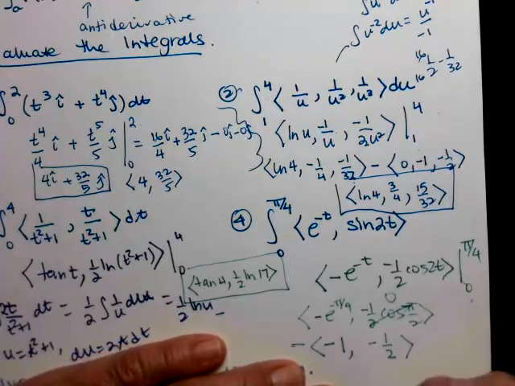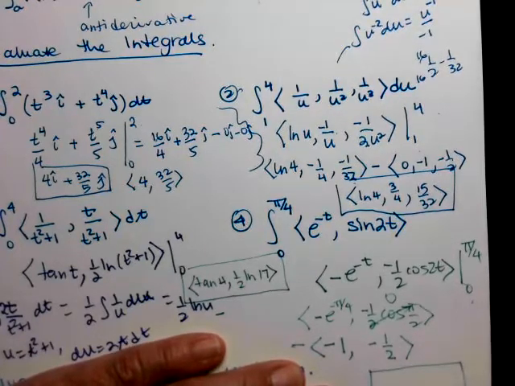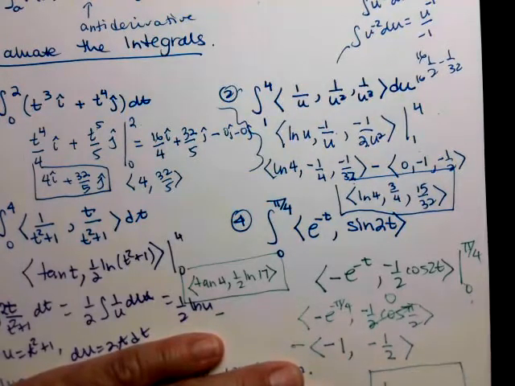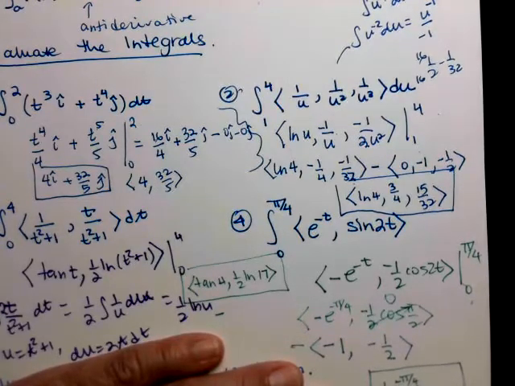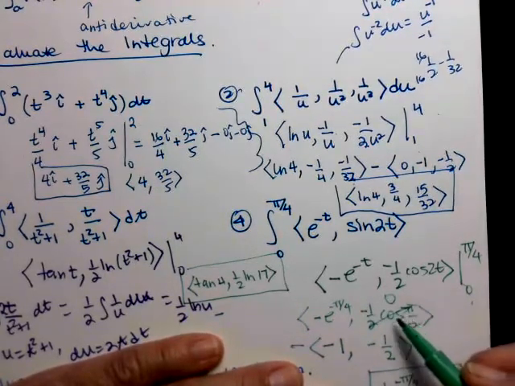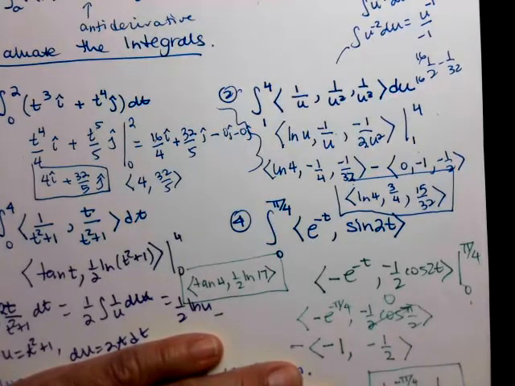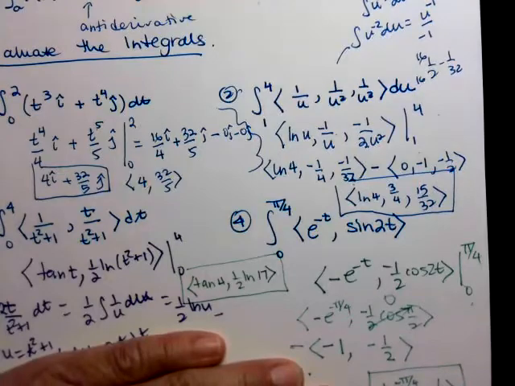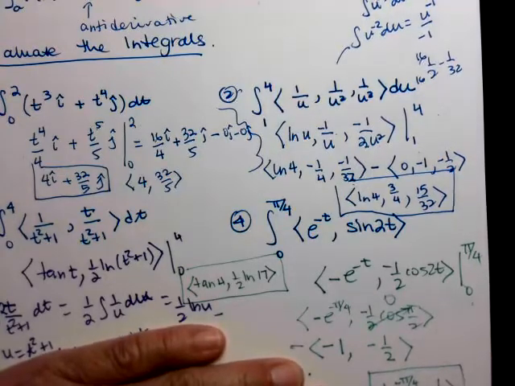Okay, so let's go ahead and write our answer right here in this box. So I have negative e to the negative pi fourths plus 1, comma, and then I have 0 minus a negative 1/2, or 1/2. Oh, that was kind of a fun answer. Okay, so that's the answer to 4.